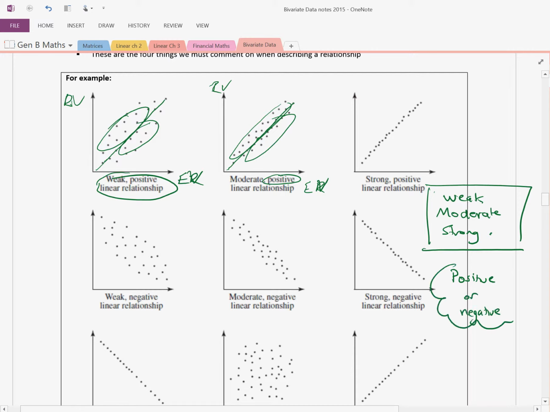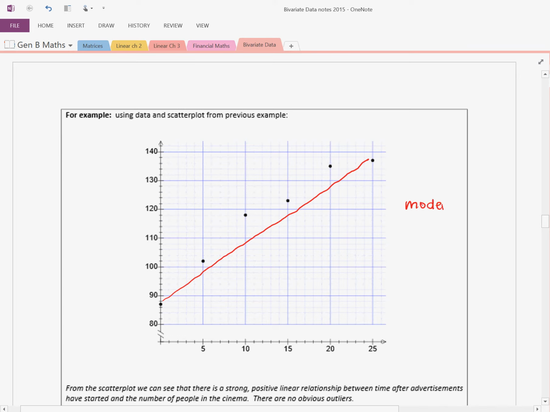How would you describe it? Is it a perfect relationship? Is it strong? Moderate. Yeah, I'd say that. So first of all, we've got to ask ourselves: is it strong, weak? So this is going to be moderate. Positive. Linear relationship. So the last step is positive or not? That's exactly right. So there's three things.